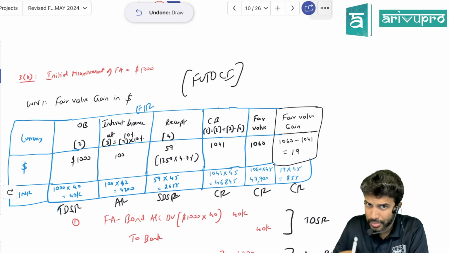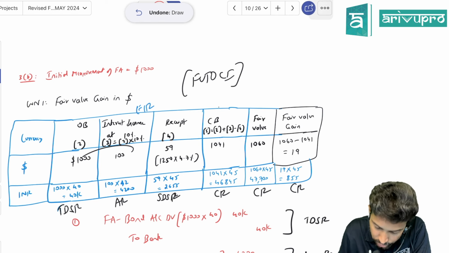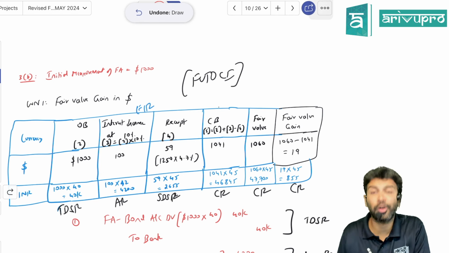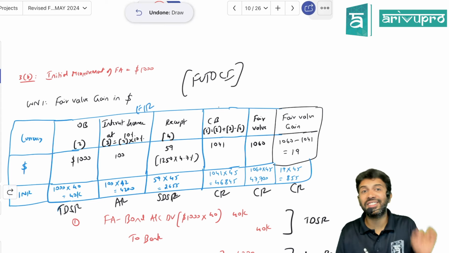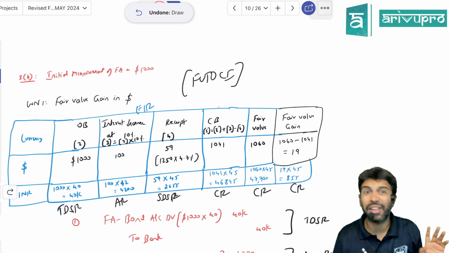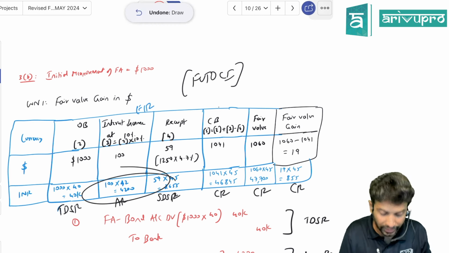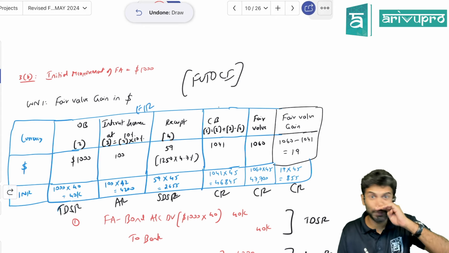Closing balance. Sir, don't just do it like this. How did you get this 1041? These two you added and minus this you did, and you got 1041. That is fine for dollars, but we want rupees now. This bond is a monetary item. All monetary items should be restated using the closing rate. So don't do the same addition and subtraction for INR also. You will not get this value, because it's a monetary item.